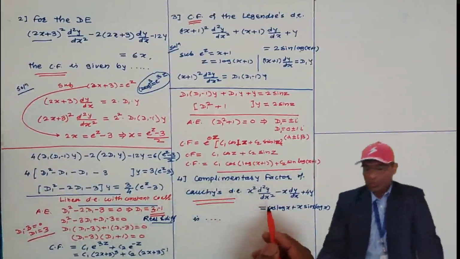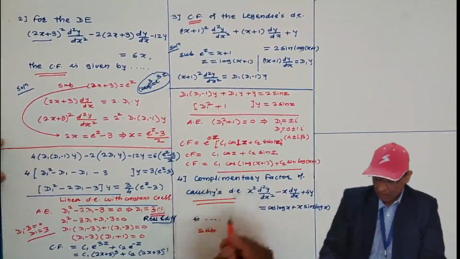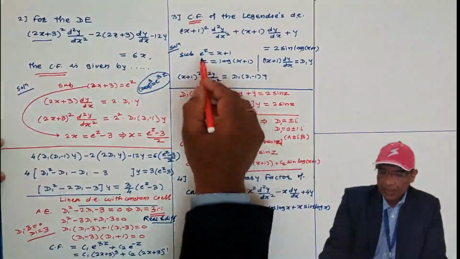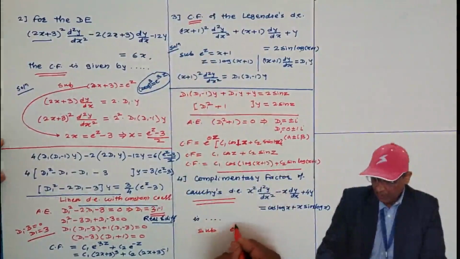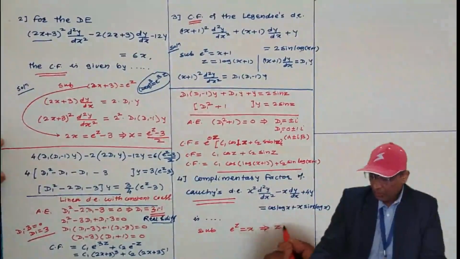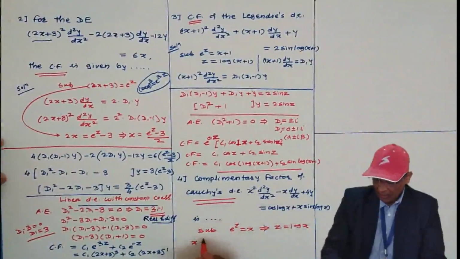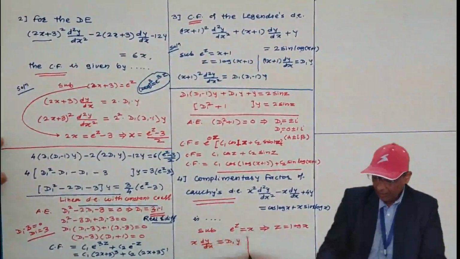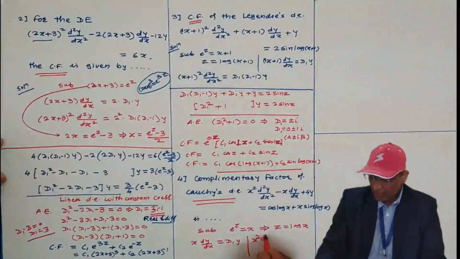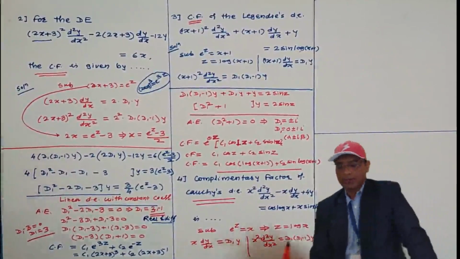In Cauchy's differential equation, what do we do? We have to substitute. This is not Legendre's. Substitute e power z equal to x, and consequently z equal to log of x. And x d/dx is replaced by D1 y, and x square d2y by dx square is replaced by D1 minus 1 y. This we have done in Cauchy's differential equation.